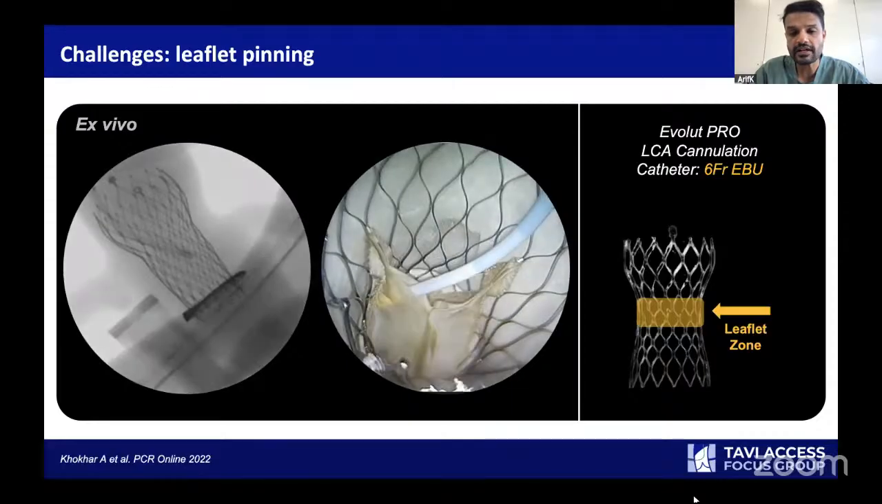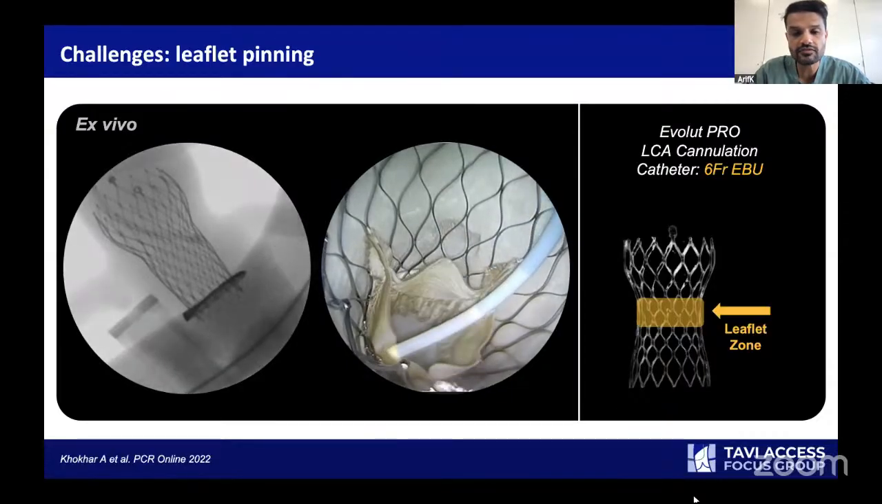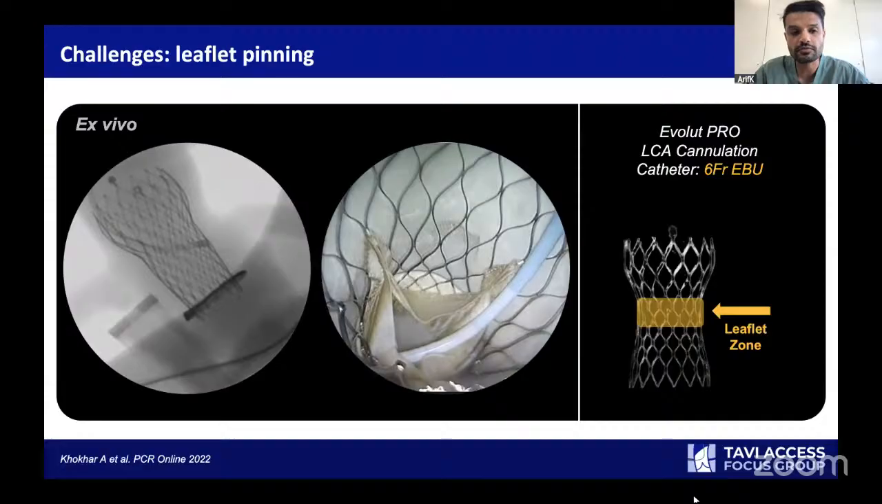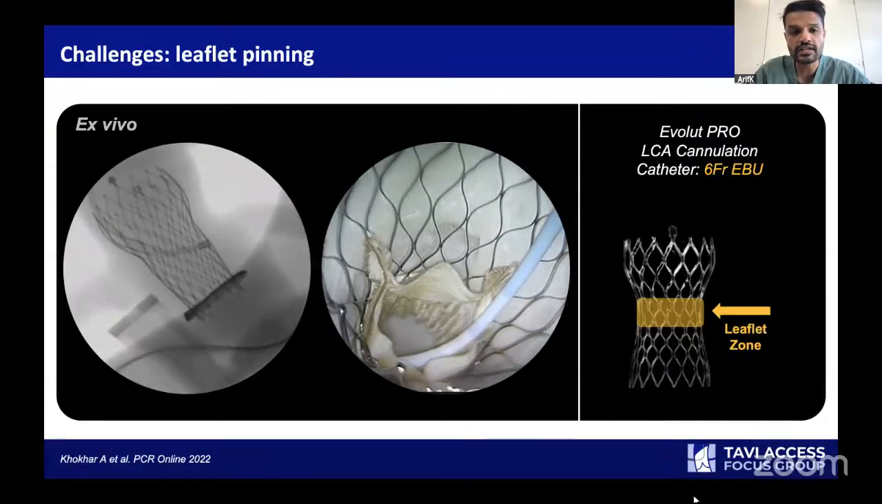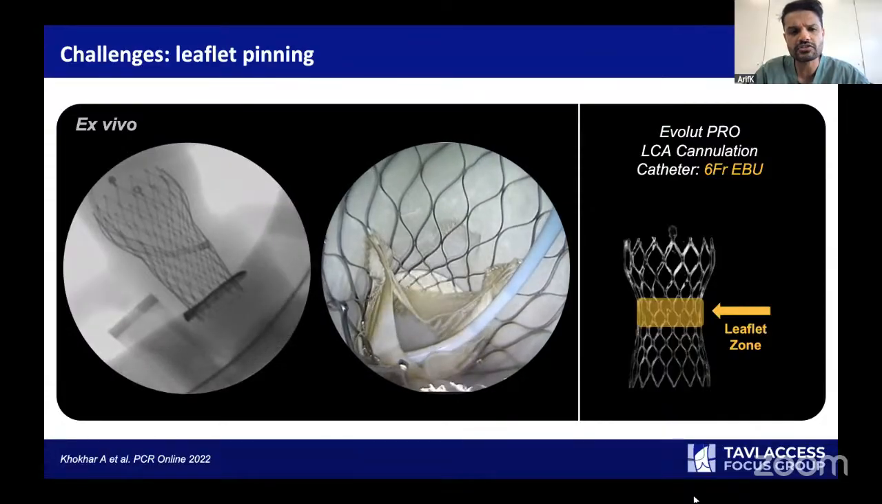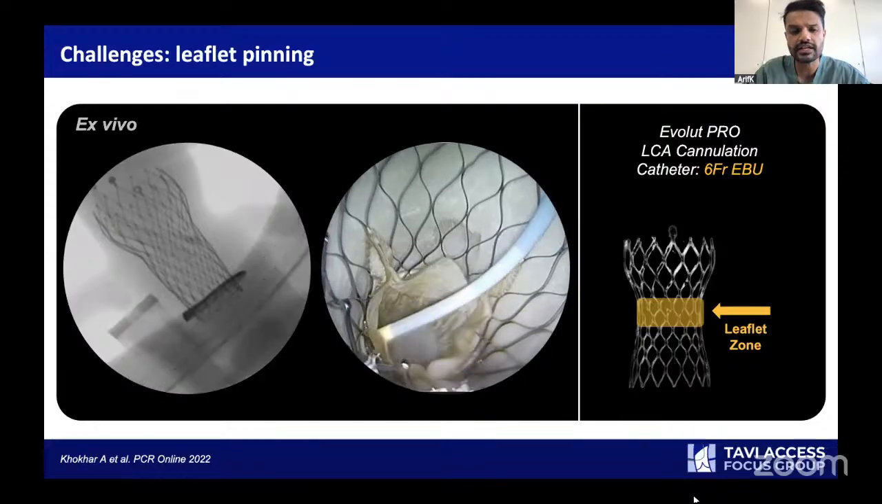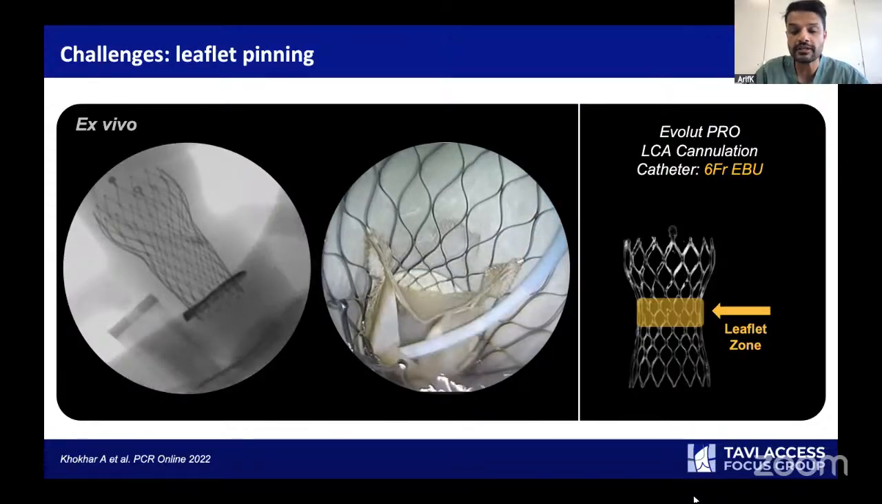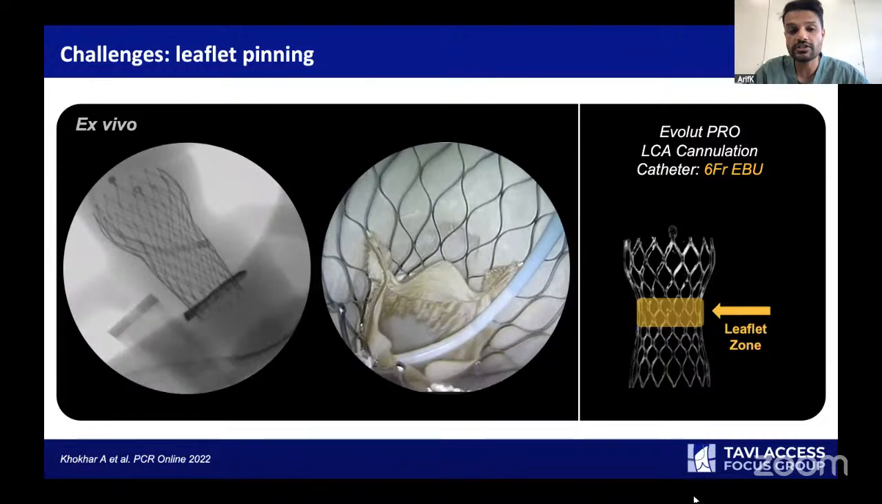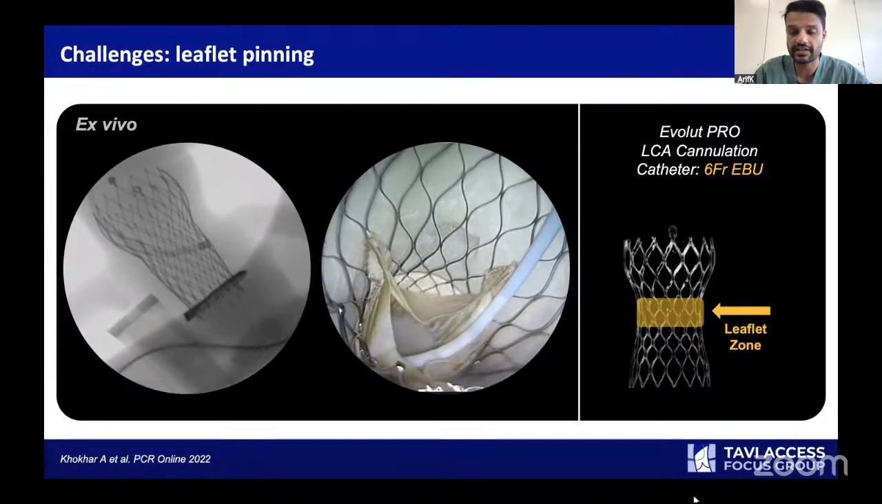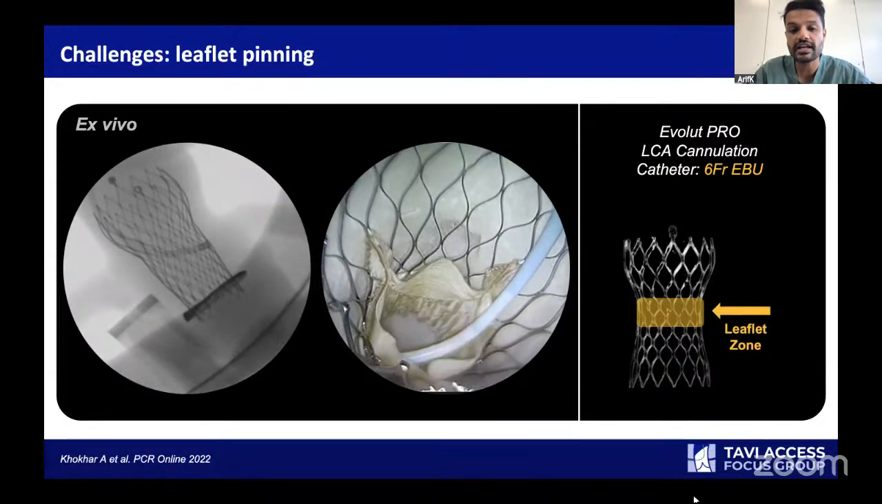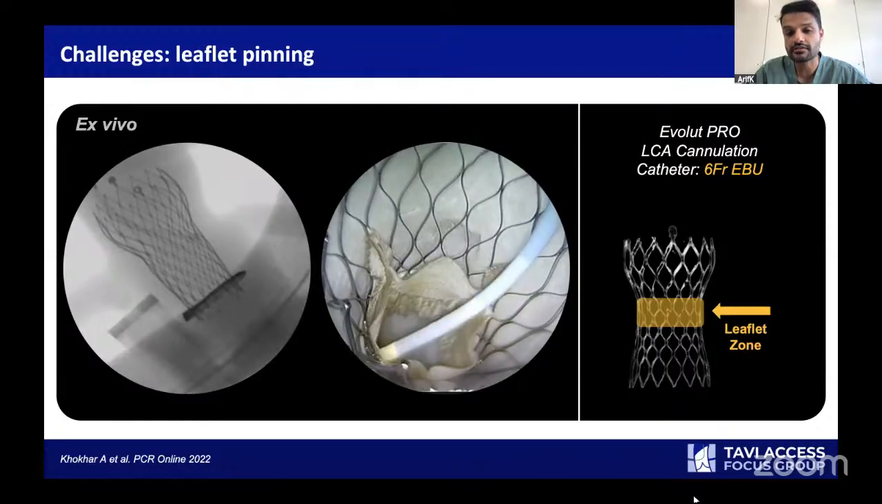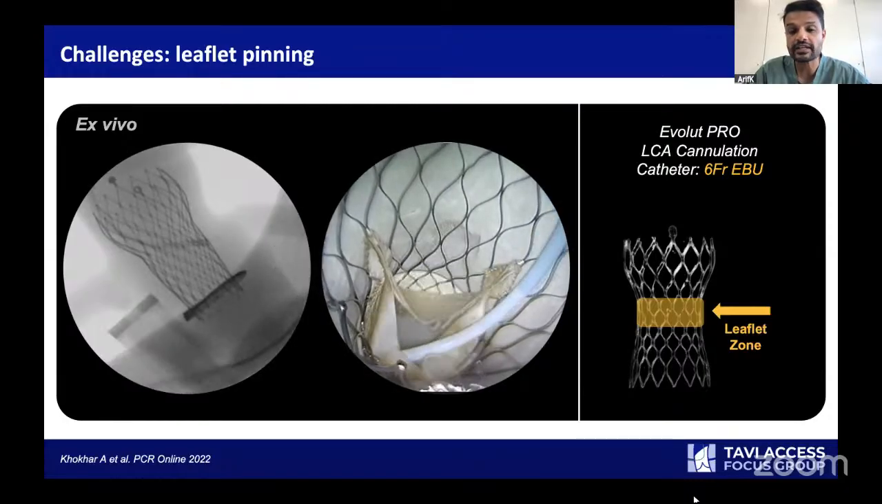This is an example now of an Evolut valve. You've come down with your EBU, you've pulled your wire back, you're about to make the curve, and you can see for some reason that valve is not going through the cells of the Evolut. And you may again not understand because, and this is the fundamental thing, we don't see the leaflets on X-ray, and we don't know where those leaflets are. And you can see on the right-hand screen what's happening. The leaflets are pinned open.